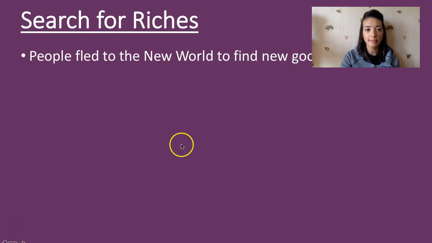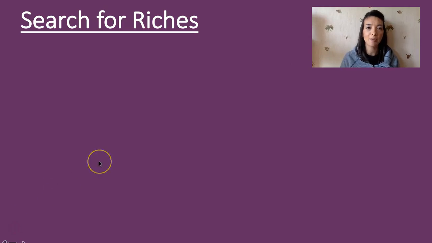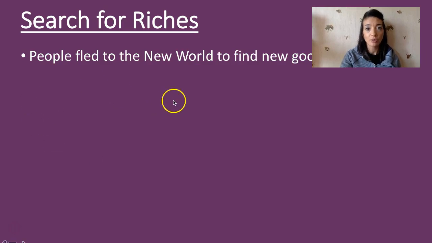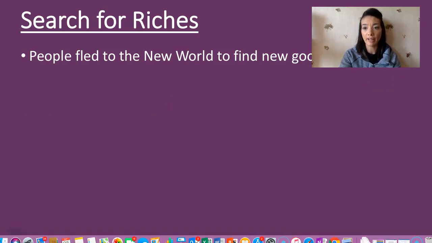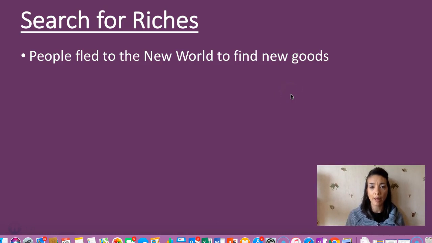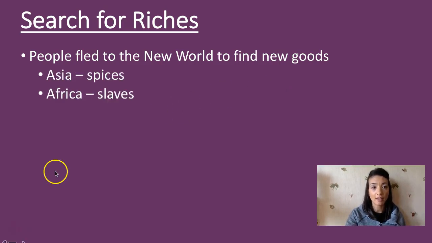All right, more reasons why people came to the United States, and that is money is a humongous motivator. People were in search of riches, okay? So it says that people fled to the New World to find goods. So even though we aren't studying world history, we are studying United States history. You want to know that all over the world, these explorers were finding new products, new items to make money from.